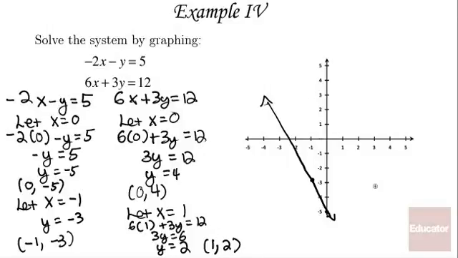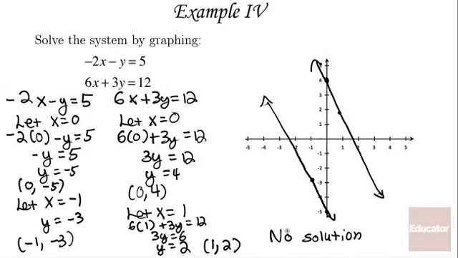Now plot out this second line. When x is 0, y is 4. When x is 1, y is 2. And what I end up with is 2 parallel lines. Because parallel lines never intersect, there are no solutions. There's no solution to this system of equations.